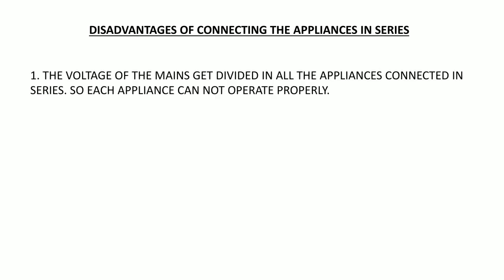Number 1, the voltage of the mains gets divided among all the appliances connected in series. So if you are connecting any 2 or 3 appliances in series, then what will happen? The voltage will not be uniform. It will be divided among all these 3 appliances or 4 appliances, whatever number of appliances you are connecting in series. So each appliance cannot operate properly or smoothly.